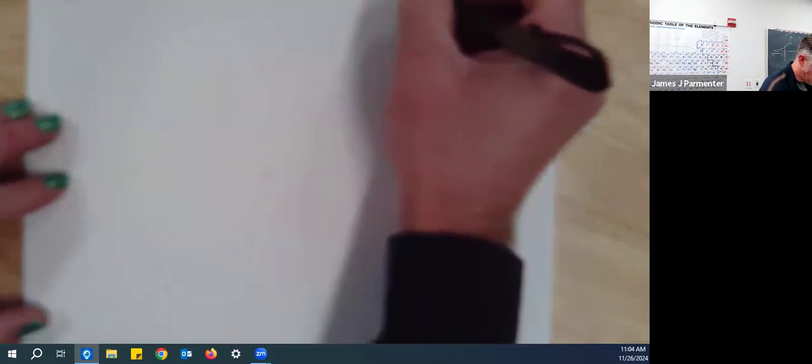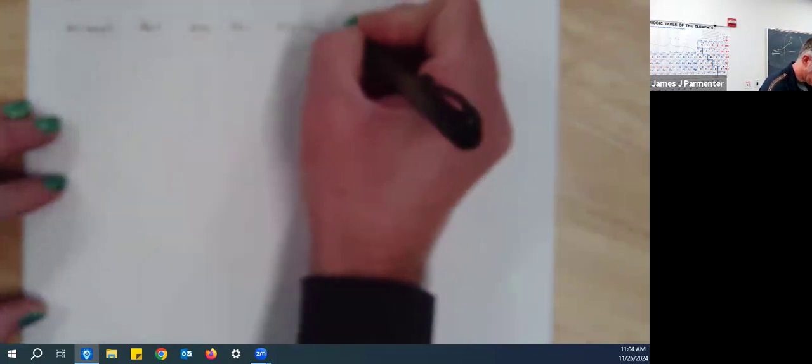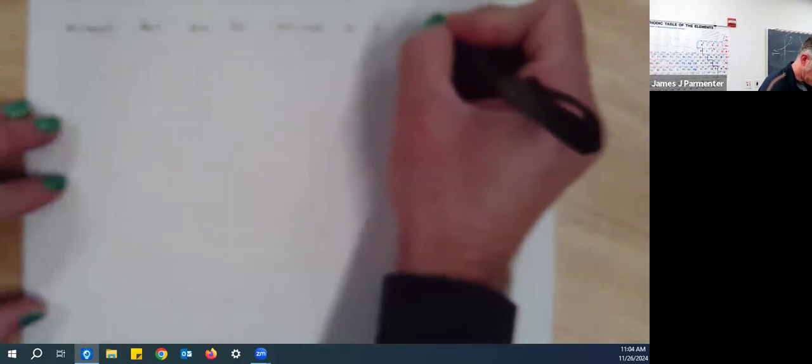Let's look at this next one. What are the dimensions of the largest rectangle that can be inscribed in a semicircle of radius 6 centimeters? Wow, you cannot see that at all.